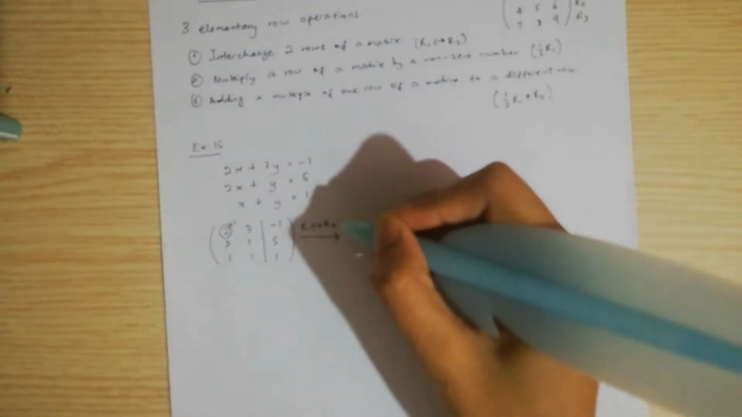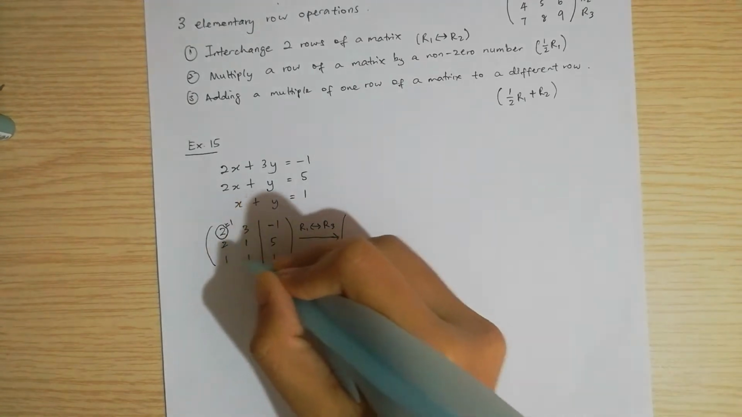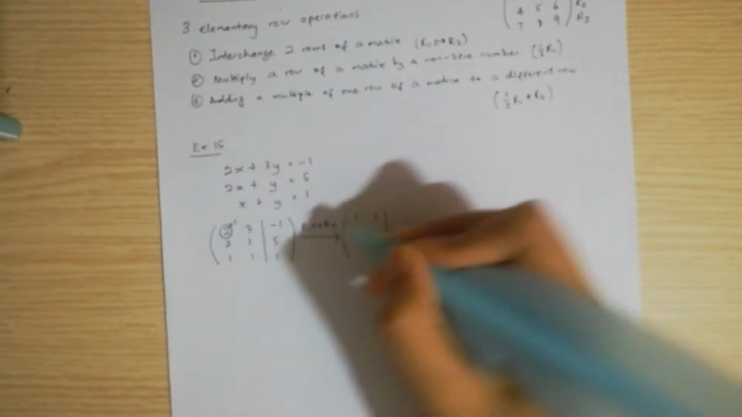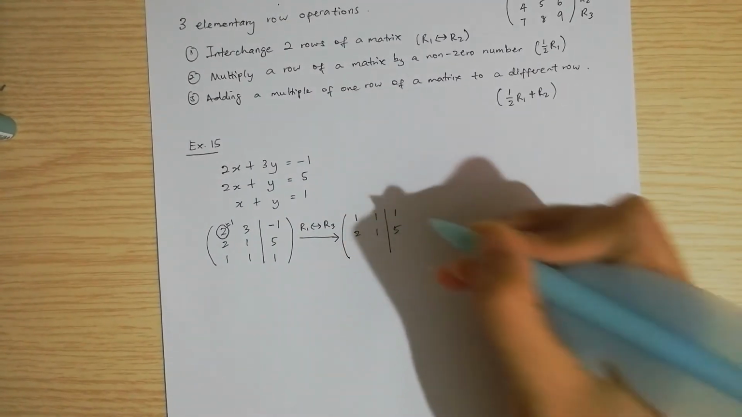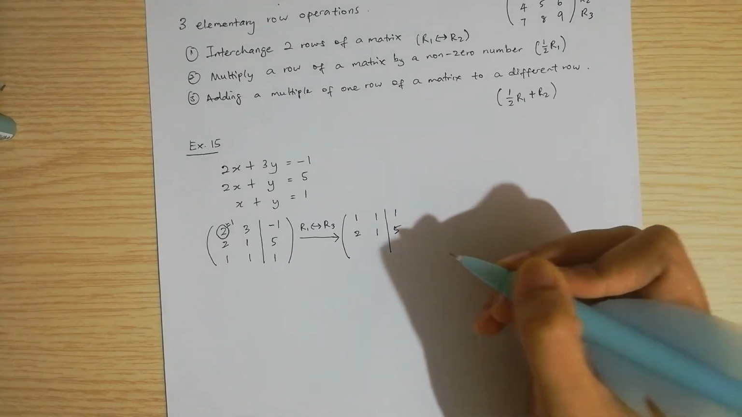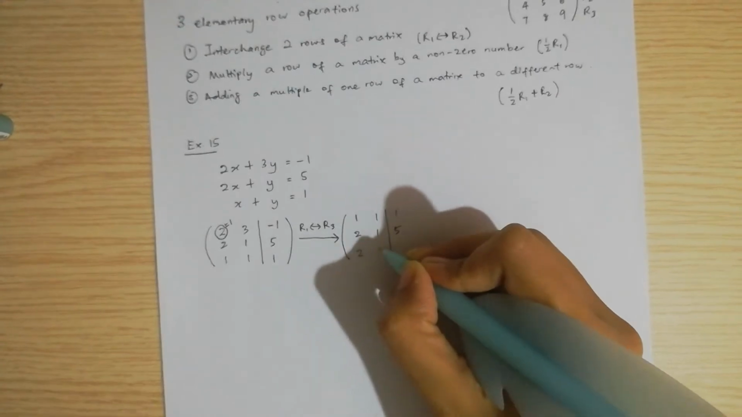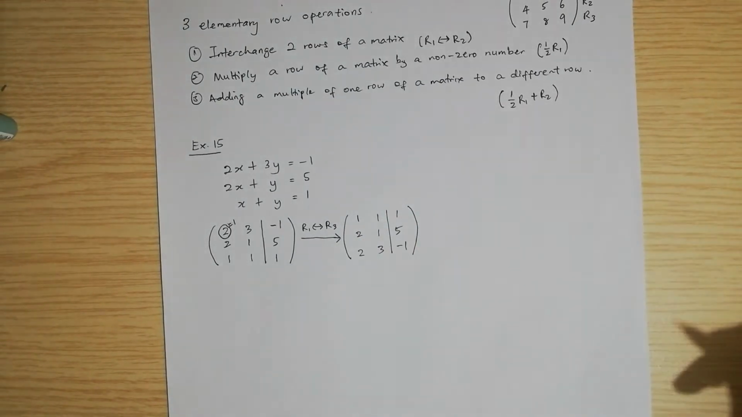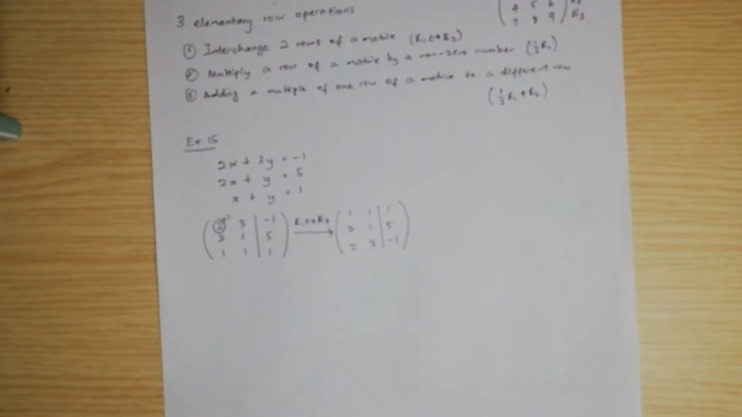So row 1 interchanges with row 3: row 1 becomes row 3, row 3 becomes row 1. So row 1 is 1, 1, 1. Row 2 is still the same, it's not changed. And row 3 is now the old row 1, so 2, 3, and negative 1. Now we have 1 already. This is what I call the leading entry.